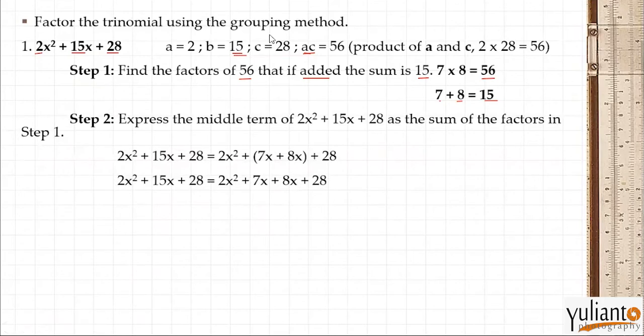Express the middle term of 2x squared plus 15x plus 28 as the sum of the factors of step 1. Look closely here. From the original equation, I used the factors 7 and 8, and then I added the variable. The variable used here is x, right? So I put here 2x squared.